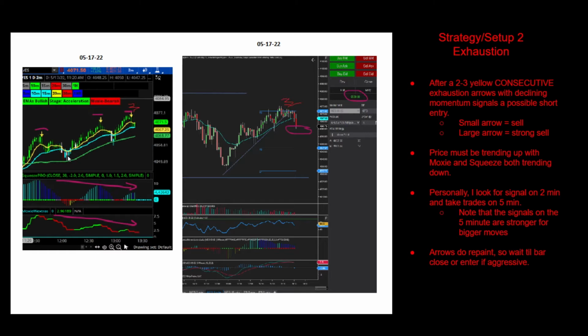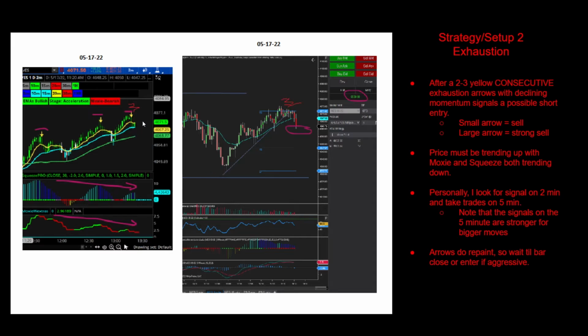But in any case, I'm looking for 2 to 3 arrows. If you have a bigger one, I'll take a trade with 2 arrows. But since these are 3 little arrows, I waited patiently for this trade. Like I said, price must be trending up, Moxie must be coming down, and squeeze must be coming down, which in this case both were.